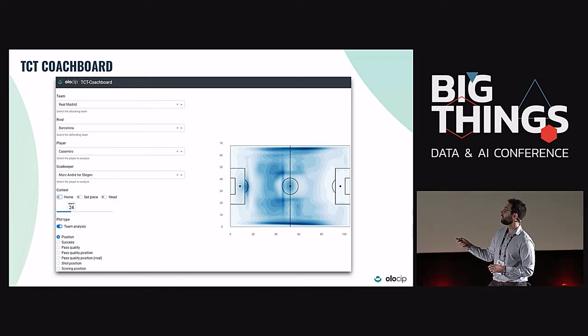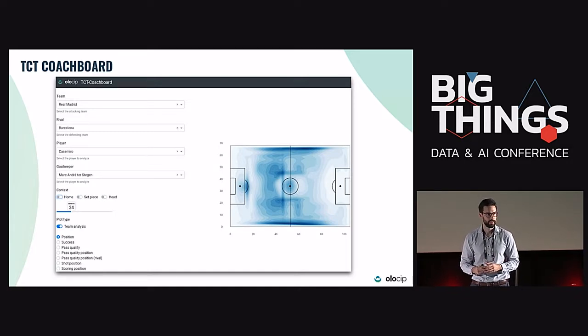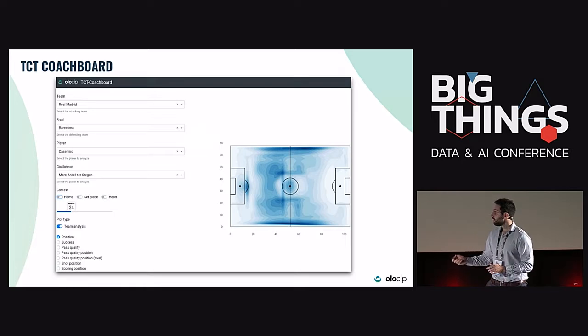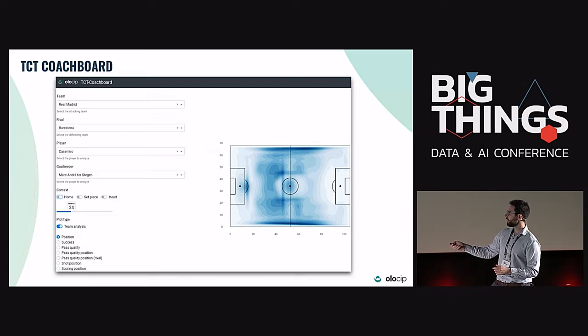And you could proceed in the next way. You could select a team to analyze, a rival, and also you could decide if you want to analyze the team as a whole, or, for example, a specific player. You could select different contexts and ask different probabilistic queries. The results would be provided as contour plots over the map.